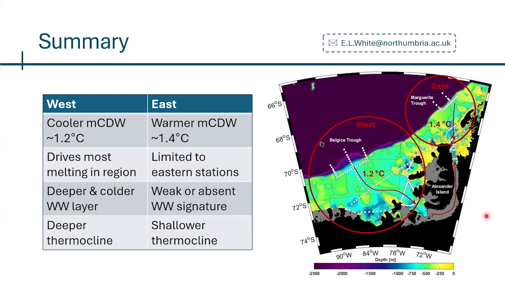In addition to these differences in the CDW, we've also got a colder, deeper winter water layer in the west and a deeper thermocline as well. So this is potentially important for ice shelf melting, that there's a lower heat content in the west, and it's that water that's driving the melting.